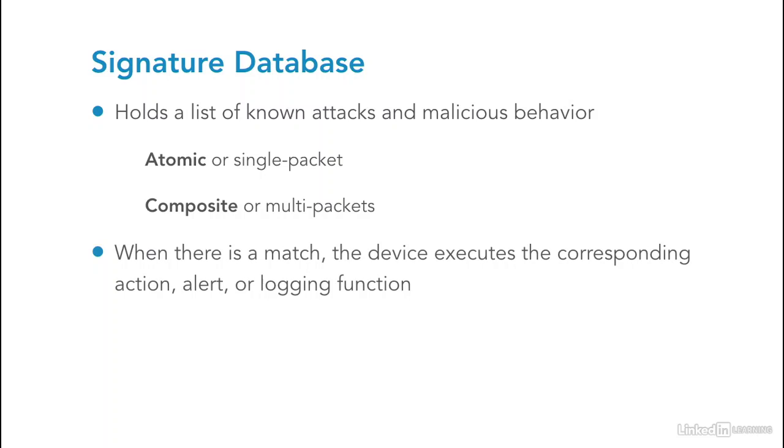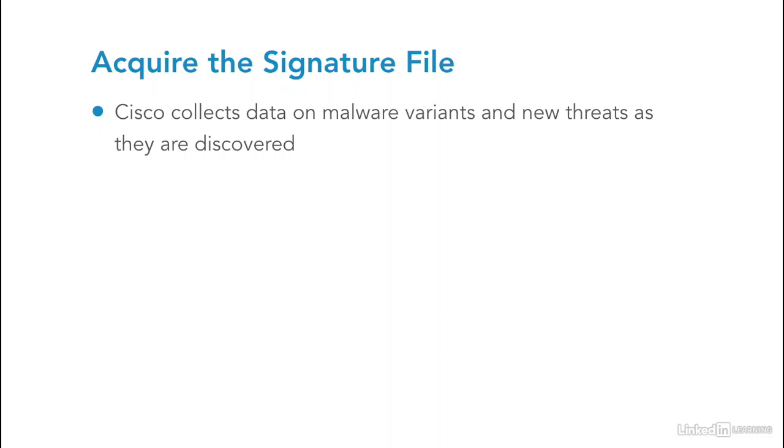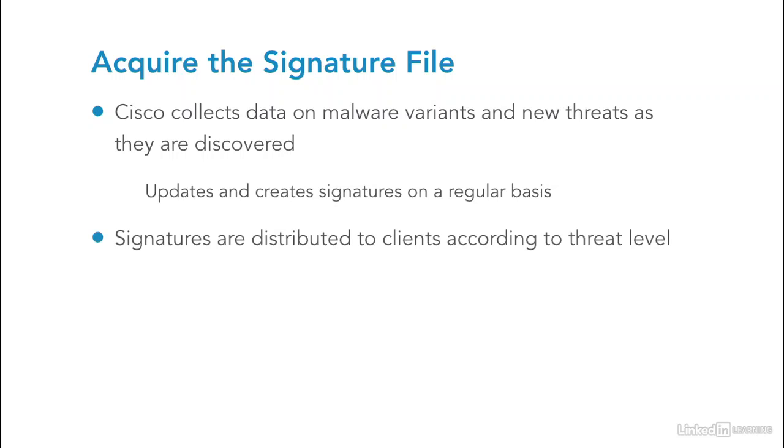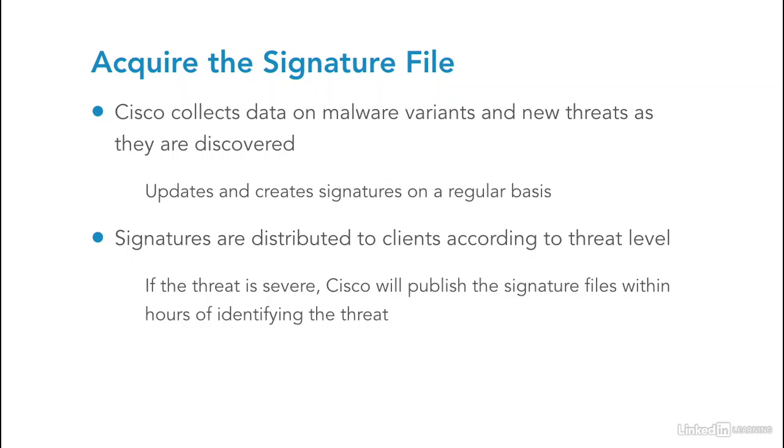When there is a match, the device executes the corresponding action: alert, logging function, or sends an alarm to the management software. For the system to be most effective, the signature file must be updated on a regular basis. Cisco collects data on malware variants and new threats as they are discovered, and updates and creates signatures on a regular basis. The signatures are then distributed to clients according to the threat level. If the threat is severe, Cisco will publish the signature files within hours of identifying the threat. Less aggressive threats are published every 2 weeks.